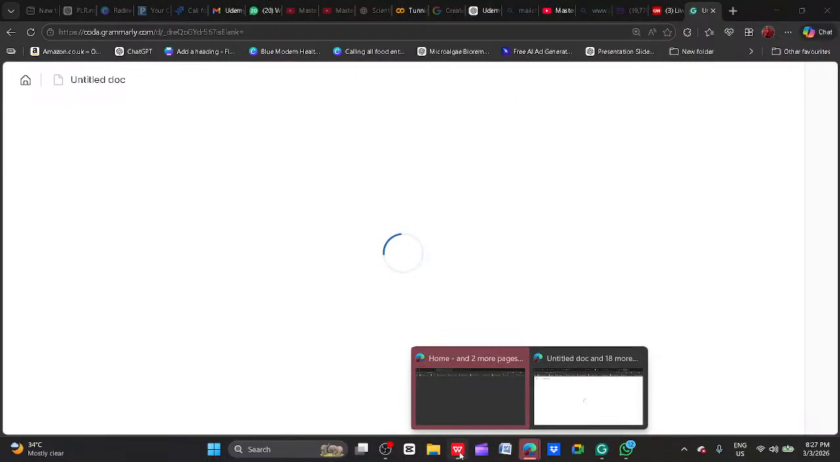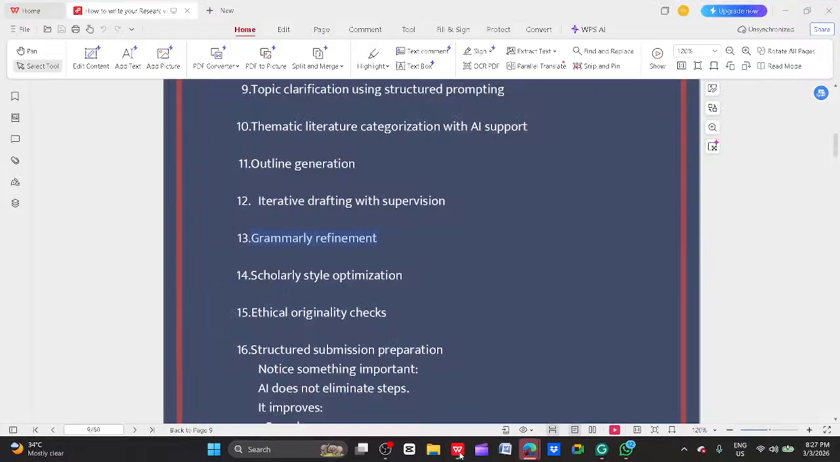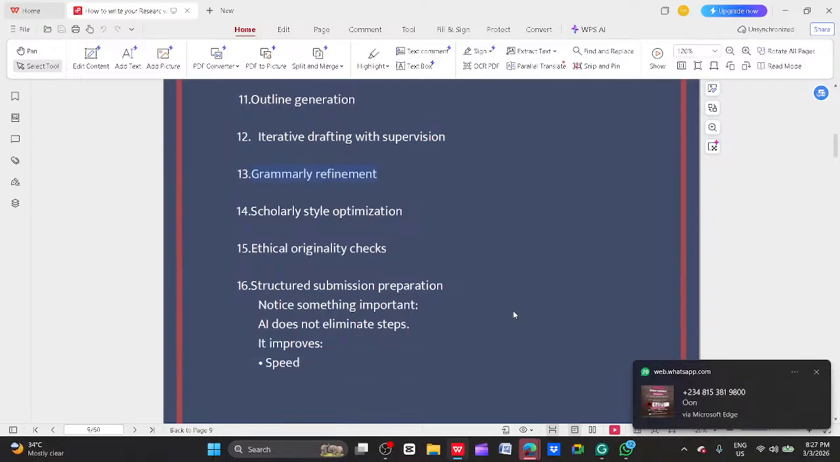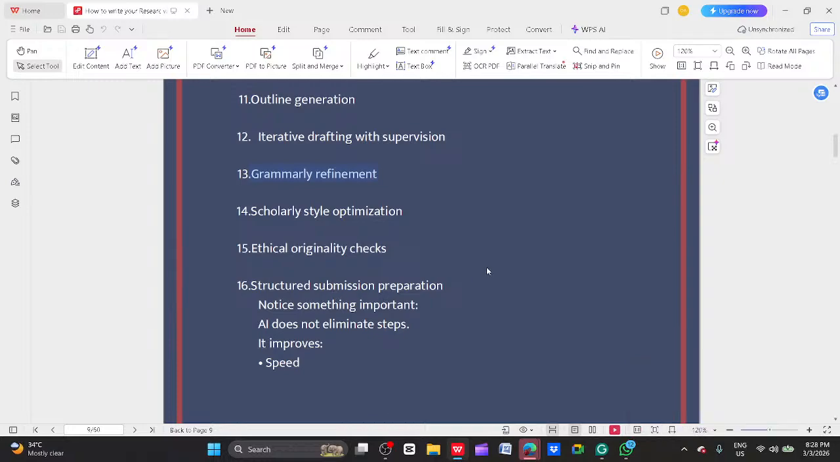But before that, let us continue. So scholarly optimization, ethical originality, all these stages will be performed by Grammarly, at that level of refinement. The next one is structured submission preparation.